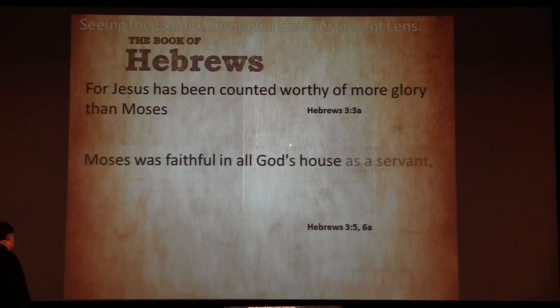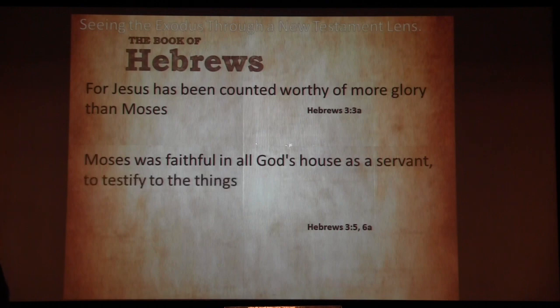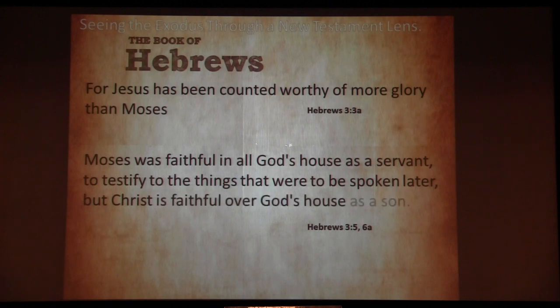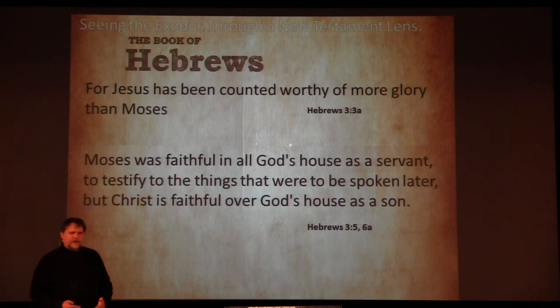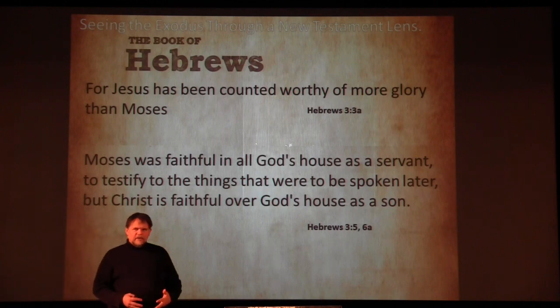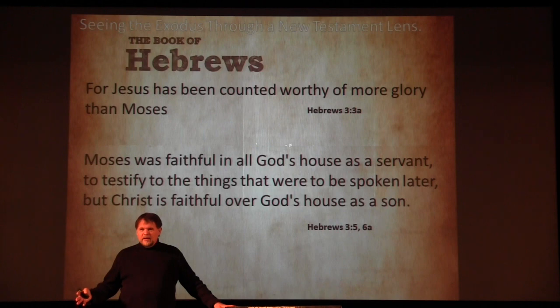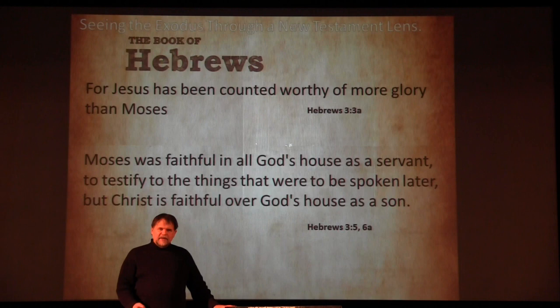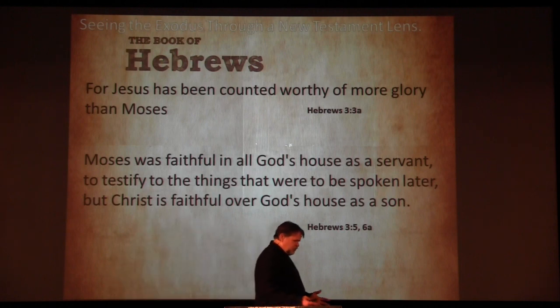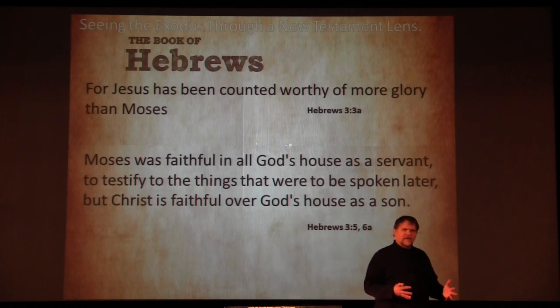Moses was faithful in all God's house as a servant, to testify to the things that were spoken about later. But Christ is faithful over God's house as a son. That tells us what Moses did is lesser. And what Moses did was amazing. It was great. But what Jesus did was even more. It's more substantial. What Moses did was a shadow. But what Jesus did gave that shadow substance.